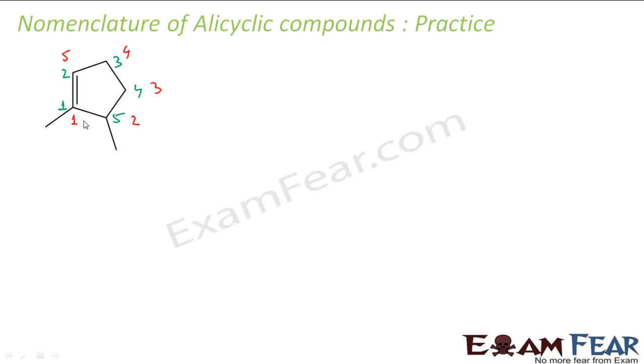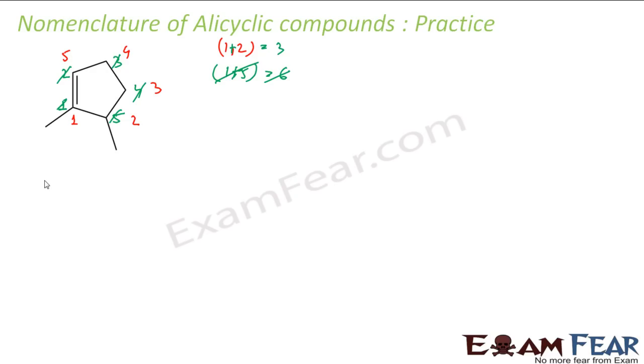Now let's add the methyl group. If I take the red, I have methyl groups at the 2 and 3 positions. And if I take the green, I have methyl groups at the 1 and 5 positions. That is 1 and 5, which equals 6, right, and this equals 5. So I'll ignore the green one. This is not the correct one because I'm getting higher numbers here. So this one is my correct numbering. So this is done. That means 50% of the question is solved.